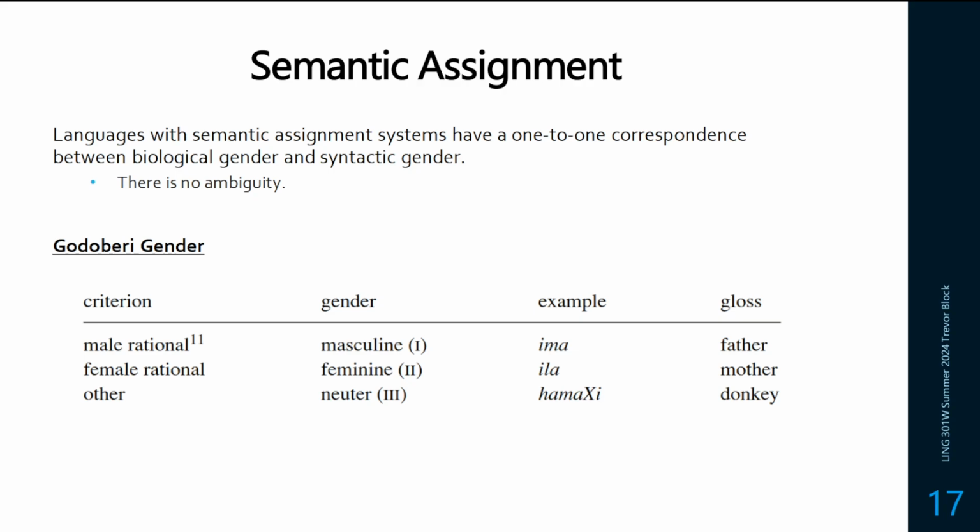So in Goajiro, here's an example. Father is masculine, mother is feminine, and then animals and non-humans without gender and all other inanimate objects are going to be neutral. We call it neuter gender, but usually it's just abbreviated to NEUT. So that's a nice semantic assignment system. We're not going to talk too much about it because they're a little boring.